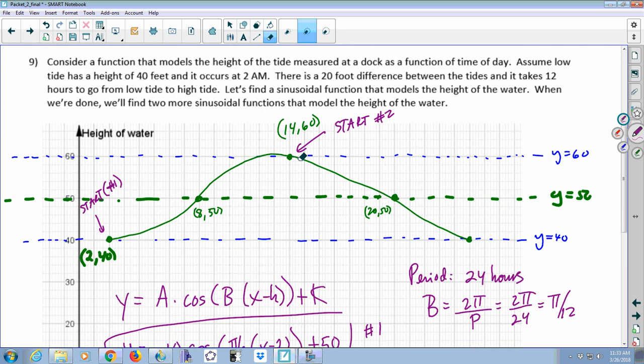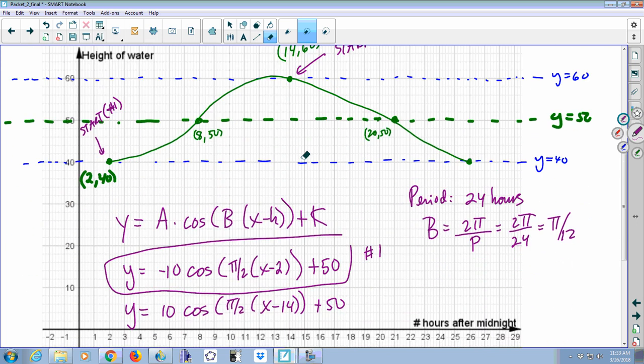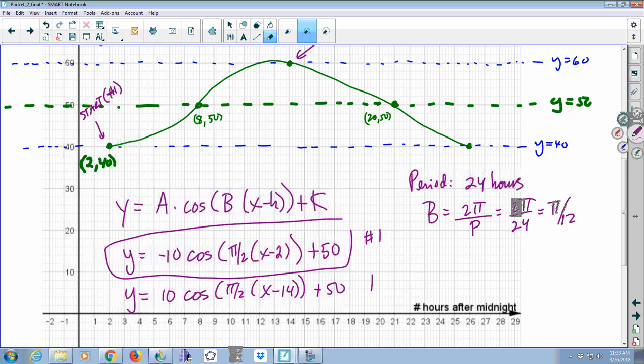Is it supposed to be x or t? What do I have here? I guess I've defined it to be x. So that's equation number 2.